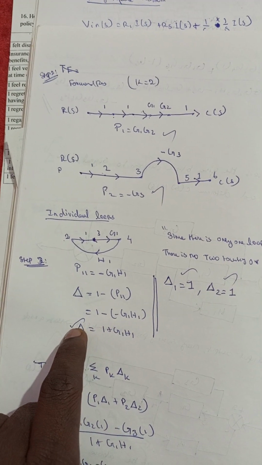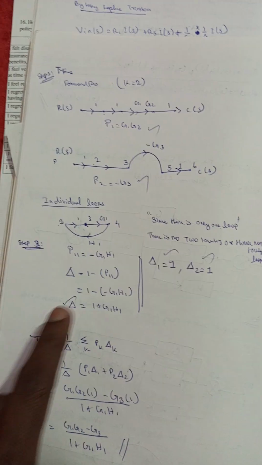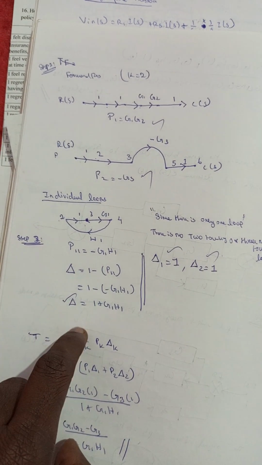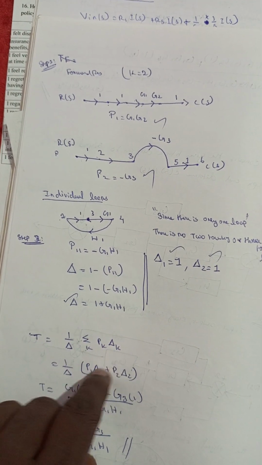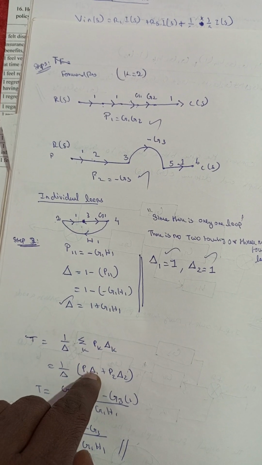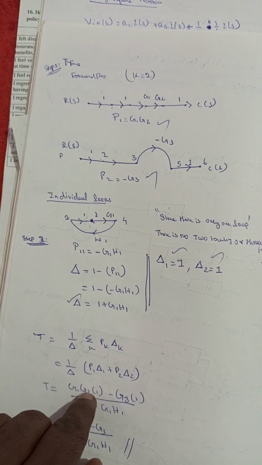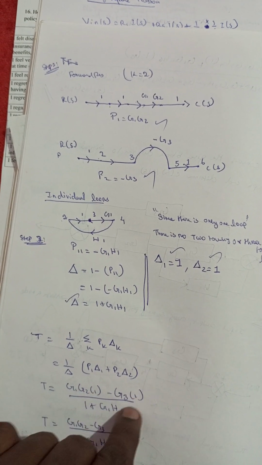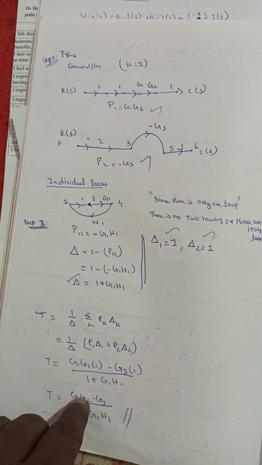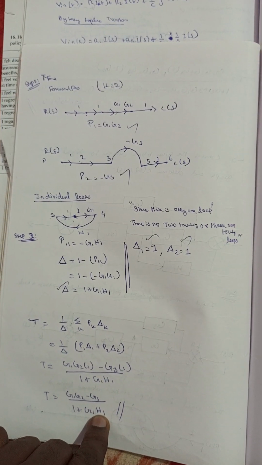So we find the delta, and we have to apply Mason's gain formula, which is T equal to 1 by delta summation k P_k into delta k. So 1 by delta, P1 into delta 1, P2 into delta 2. We have to place all the values, that is G1 G2 plus minus G3 into 1, over 1 plus G1 H1. T is equal to (G1 G2 minus G3) over (1 plus G1 H1). So this is the value.